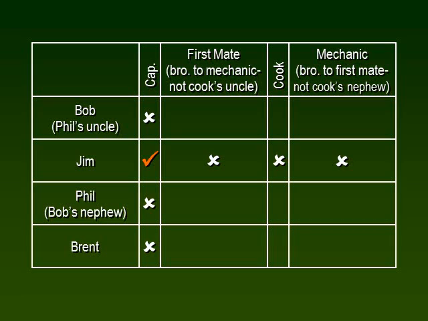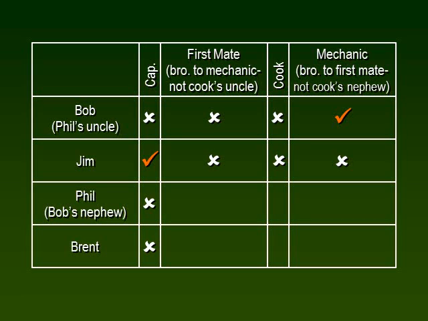Okay, so since the cook isn't supposed to be the uncle, Bob couldn't be the cook either, so there's actually no job left for Bob. So our guess that Phil is one of the brothers must be wrong, right? Okay, so we can cross out Phil from the jobs of the mechanic and the first mate. Okay, that just leaves Bob for the mechanic.